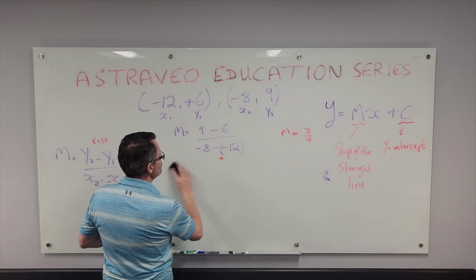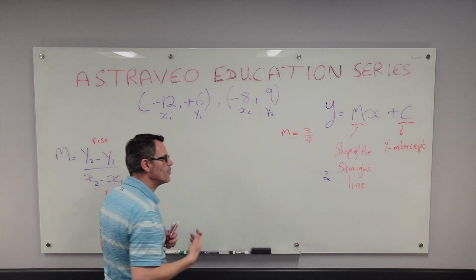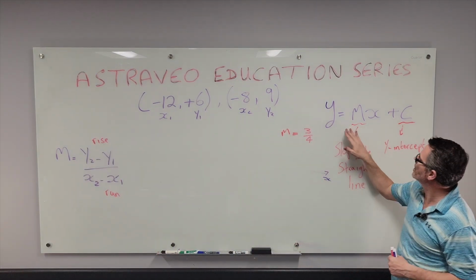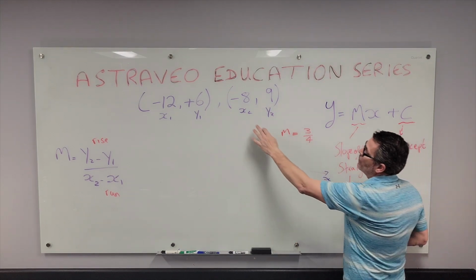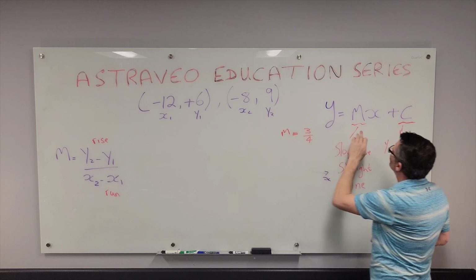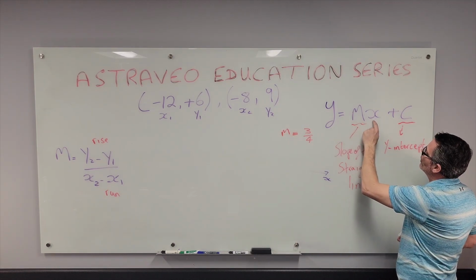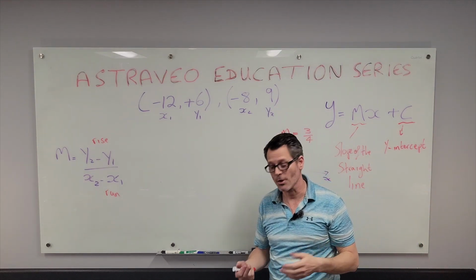So what would you do next? You don't know c. Well, you do know a couple of other things. Let's go back to our equation of a straight line. We need y and x and y. Well, we have some x and y's. We need m. We've just calculated m. One equation, one unknown, we can solve it.